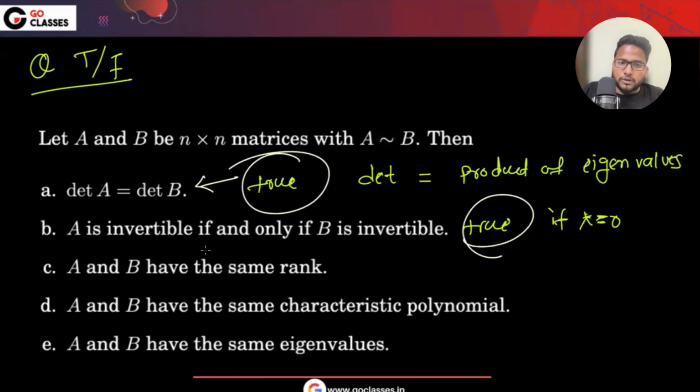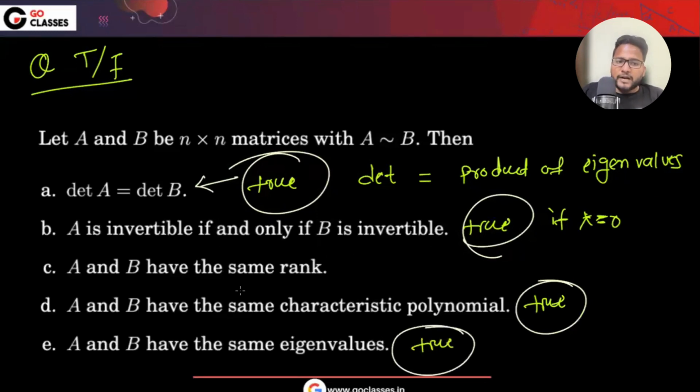This is also true. Now you tell me this. A and B have the same rank. Okay, C I will do, but you first tell me this. Is this true or false? This is also true, obviously. We just saw it, right? And what about this? This is also true, right? This is also true. Okay.